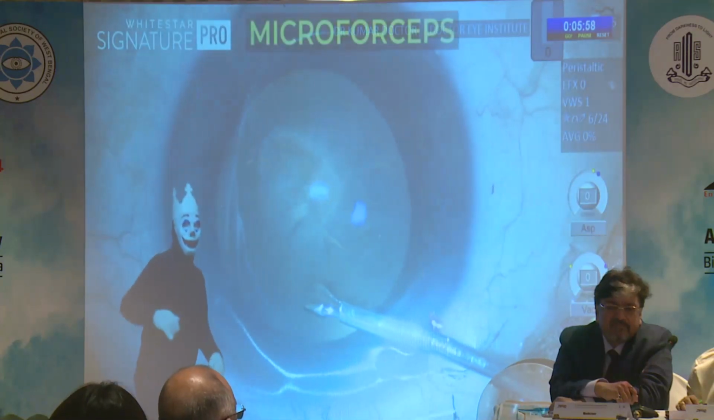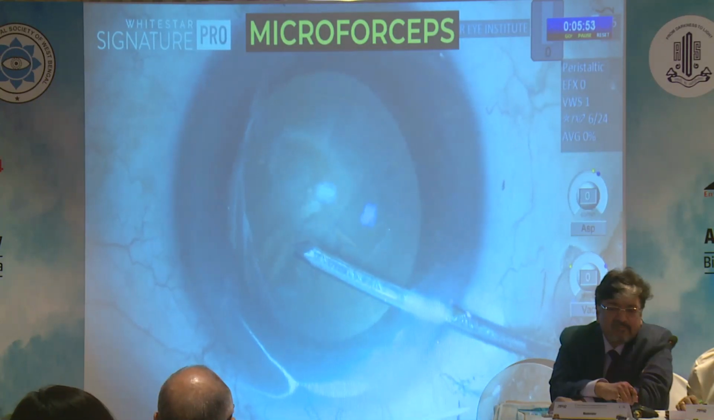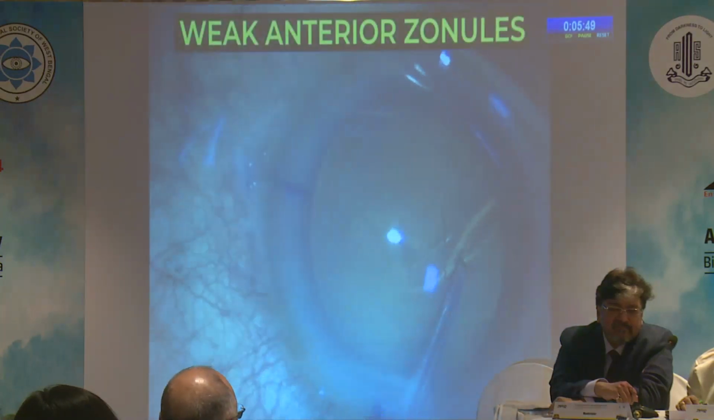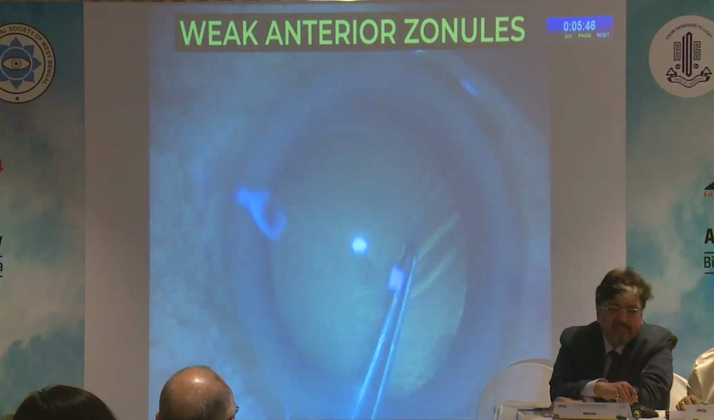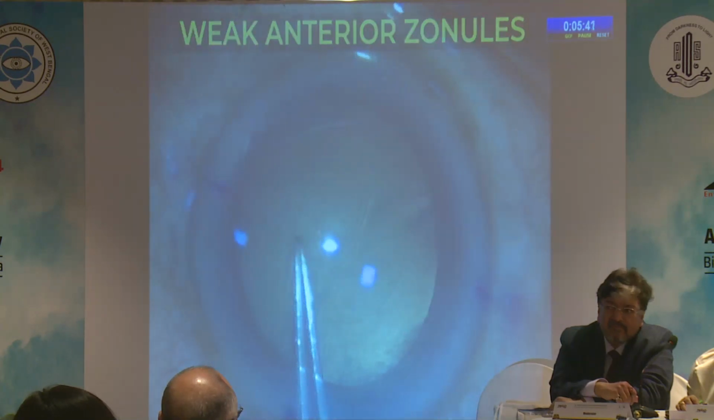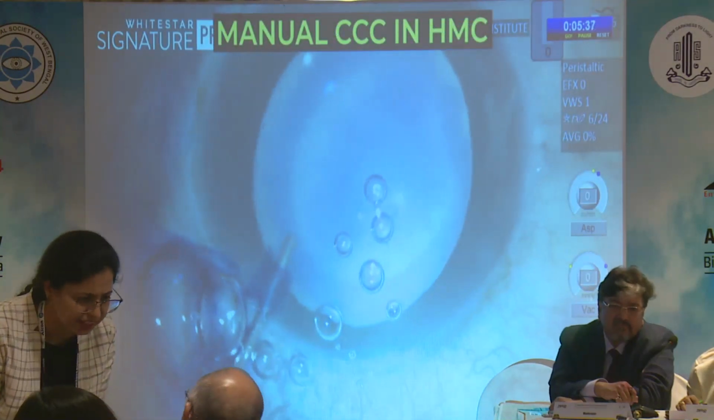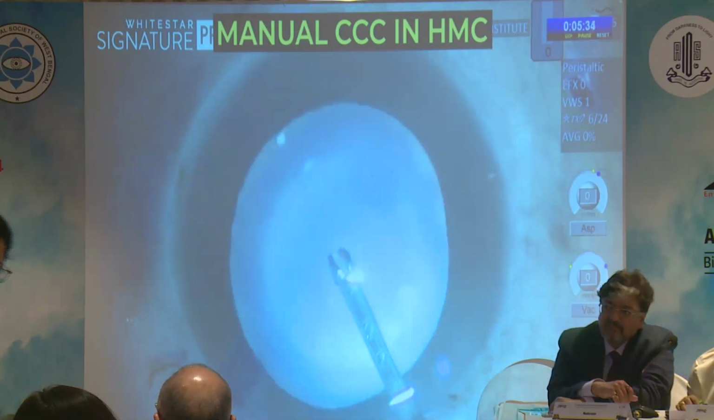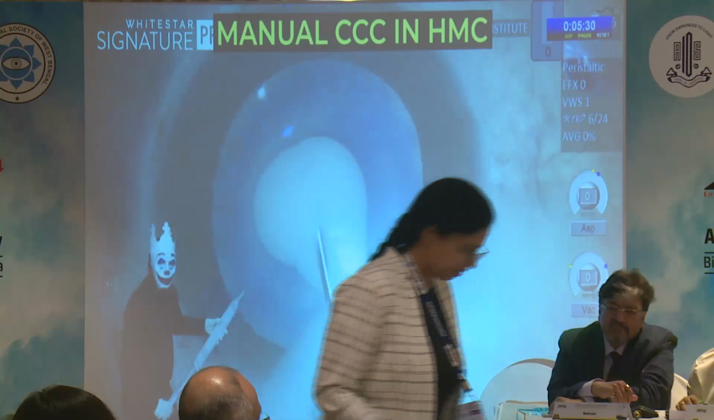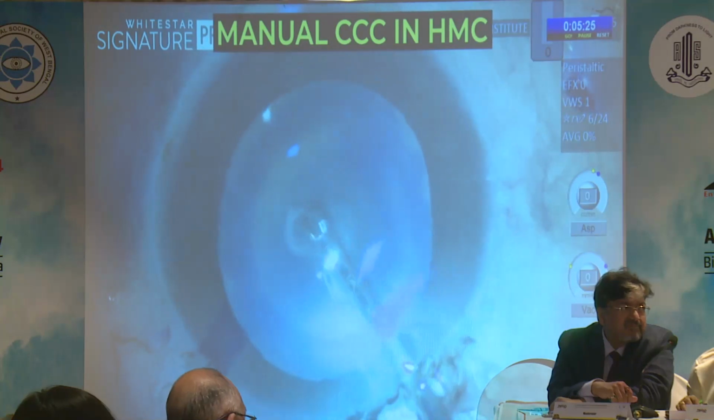But at times it tries to run away in different directions. In such scenarios, one can rescue it with a microforceps. At times, the anterior zonules are weak, so there is no counter-traction. Here, a dispersive viscoelastic will help you get a perfectly round CCC. In special situations, like a manual CCC in hypermature cataract, use a microrhexis forceps to nick the anterior capsule and release the intralenticular pressure. Aspirate the same and inject a dispersive viscoelastic to flatten the anterior capsule and create a rhexis.